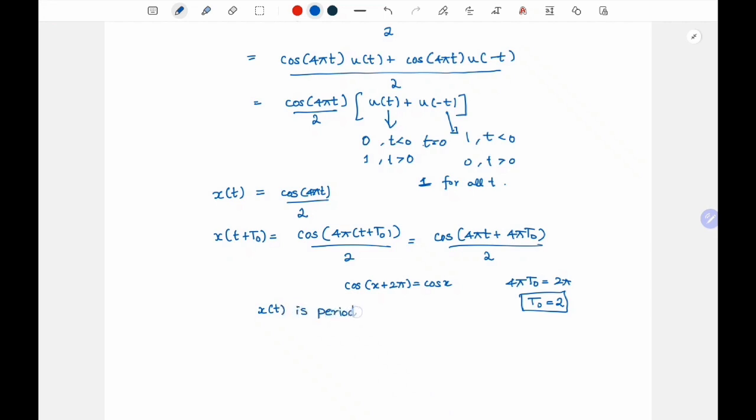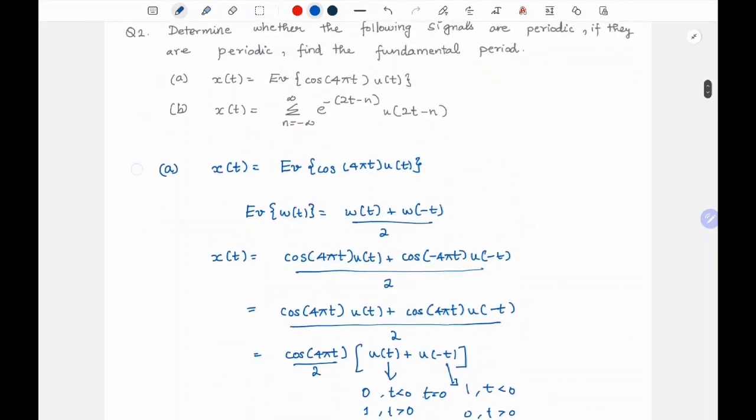And the fundamental period is 2, correct? Because we got t naught as 2, the minimum possible. So here it is actually 2n pi. You can also write here 2n pi. In that case, this will be 2n. And the fundamental period is nothing but the minimum period. So it comes for n equal to 1. Okay.